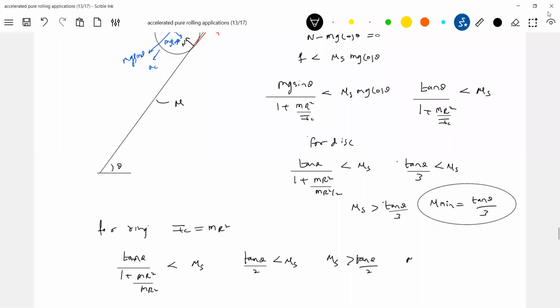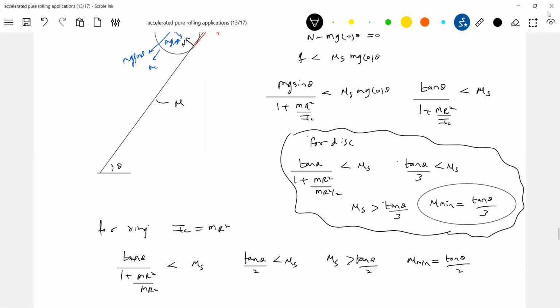What is the minimum value? It's telling us that if you release a ring on a rough inclined plane, then for no slipping to occur, what should be the minimum value of mu? Tan theta by 2. Sir, then I'll bring the same rigid body. I'll take a wooden ring of mass m and radius r. Then I'll bring a wooden disc of mass m and radius r. What will be the requirement of mu minimum for the disc? Tan theta by 3, and for a ring, it should be tan theta by 2.